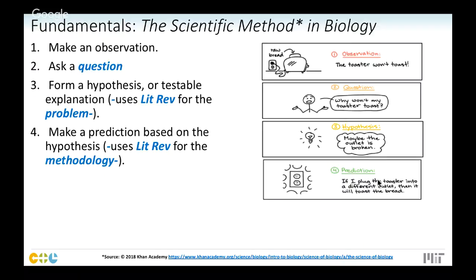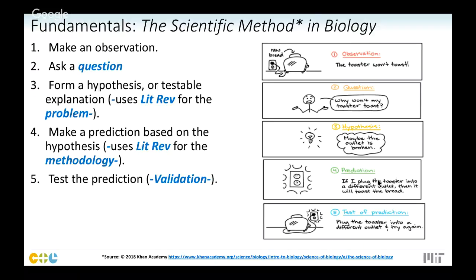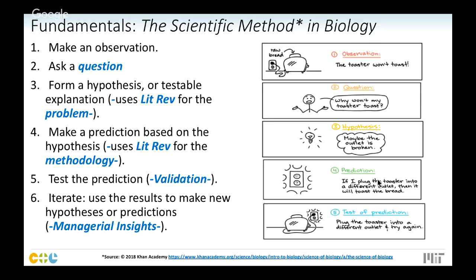You say, oh, well, if I plug the toaster into a different outlet, then it will toast the bread. So this is a way to test it, right? So we try this in a different outlet, and then we conduct the validation. If I plugged the toaster into a different outlet, then try again. What happens if at the end we get the information that now the toaster is working.